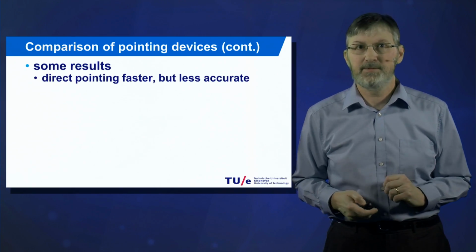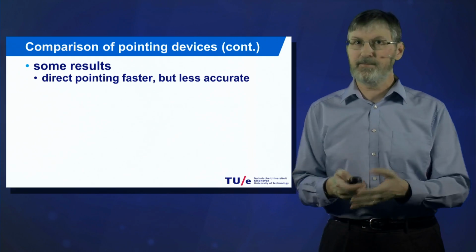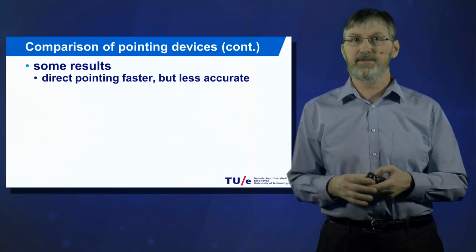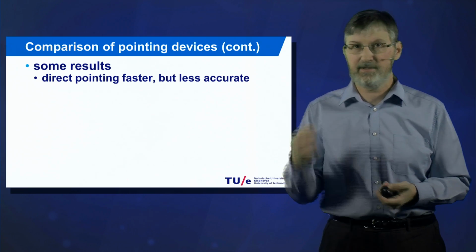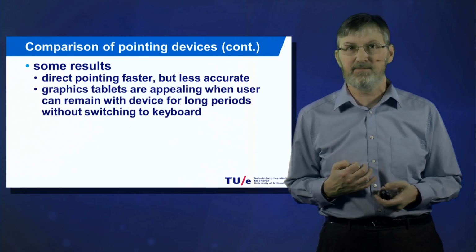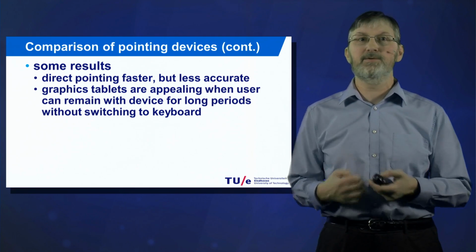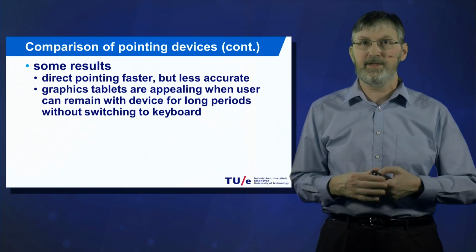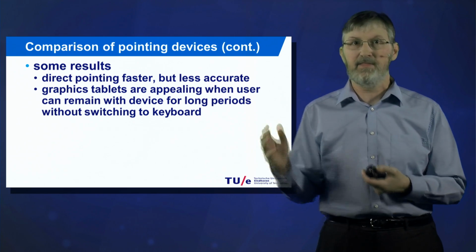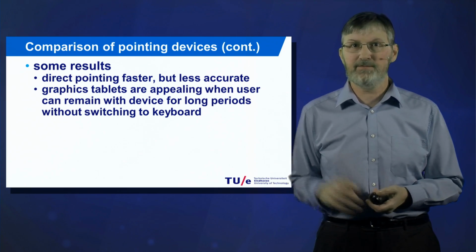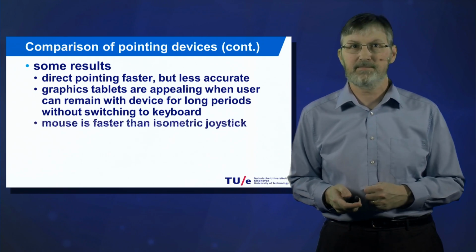Some results from research that was done, experiments to find out what is better. Direct pointing, for instance, is faster than using a mouse, but less accurate. And especially less accurate if the screen is relatively small. Graphic tablets are appealing when users can use it for an extended period of time. When you're creating a drawing and you stay on the tablet and you draw all the time, that's efficient. But if you have to switch back and forth between keyboard and the tablet, that's not so efficient.